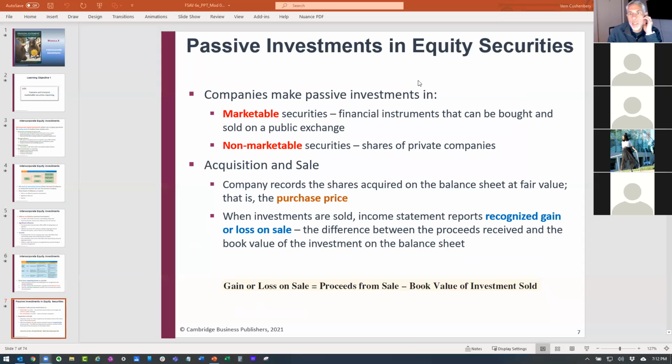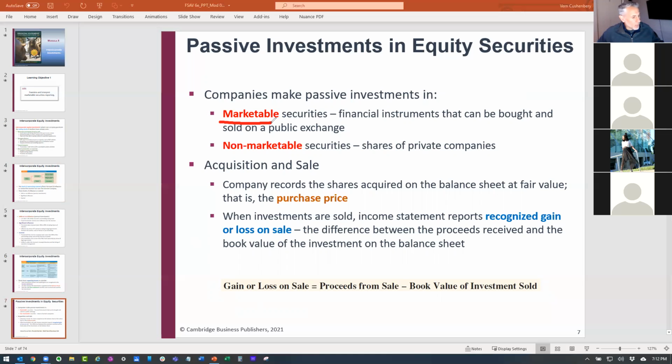Okay, I made the distinction a moment ago between marketable and non-marketable. Marketable is easy. If they're marketable, then you're typically going to get a publicly quoted price, like a Microsoft or a Google or an Apple or any of the big companies. Any company that we're looking at in this class this semester is going to be a marketable security. And it's going to be a pretty easy thing to know what the value of that security is.